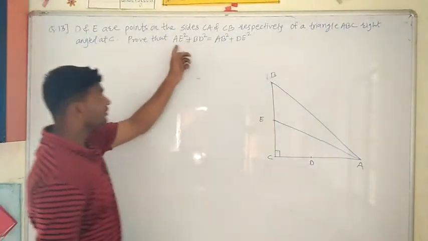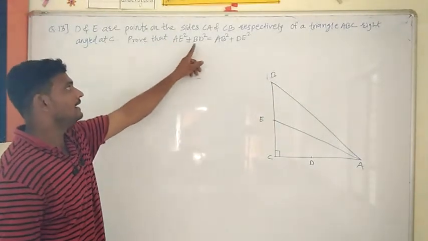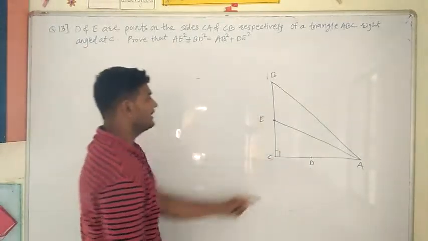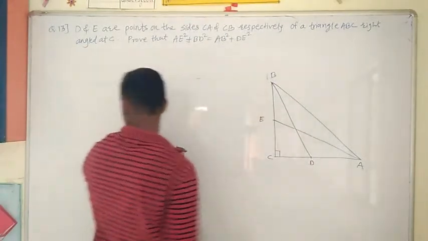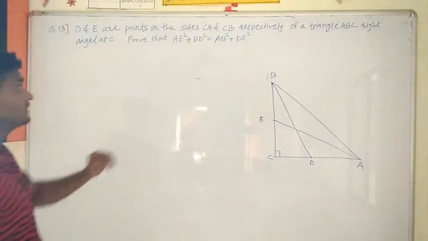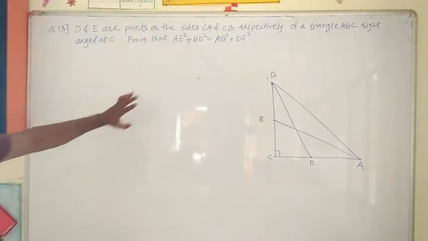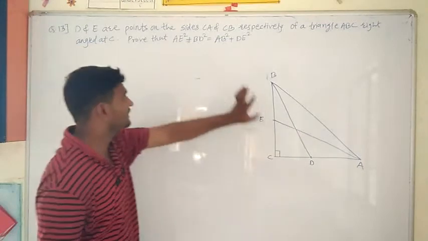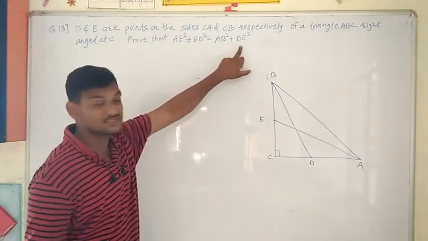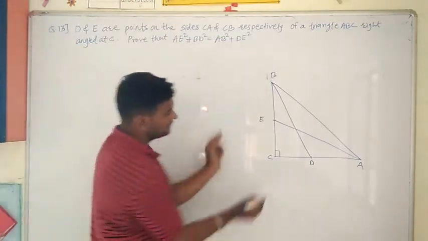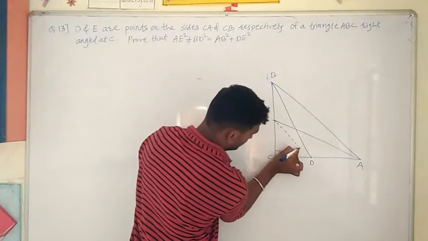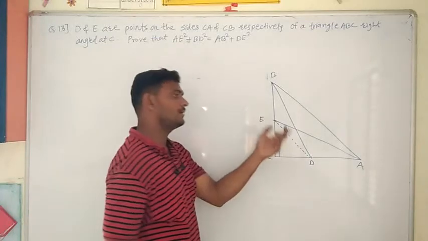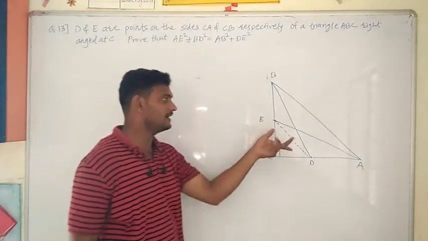We have to join AE because in the proof AE square and BD square are asked. Therefore, we have to join BD also. I will join BD also because in the proof BD square is asked. Therefore, BD square also we have to join here, and AB square we will get, and DE square also we want here. I will join this point D and E by the dotted line. Therefore, DE square I have written here.